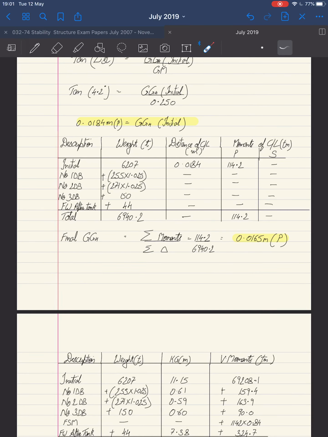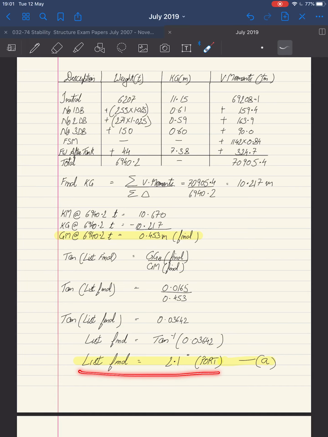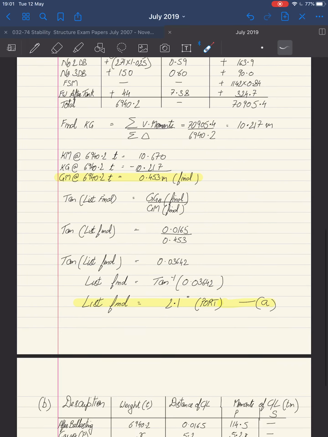So the final GGH, we had the direction as port. Since the final lever had the direction as port, this is because of the same reason that the list of the vessel will also be in port, which is the case here. This is the answer for part A of the question.